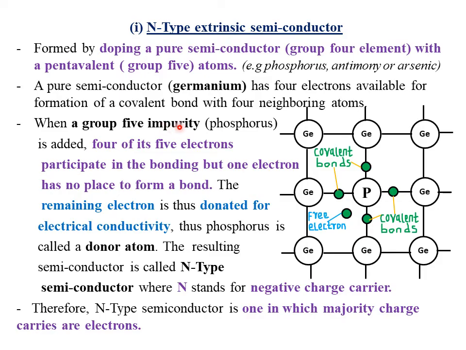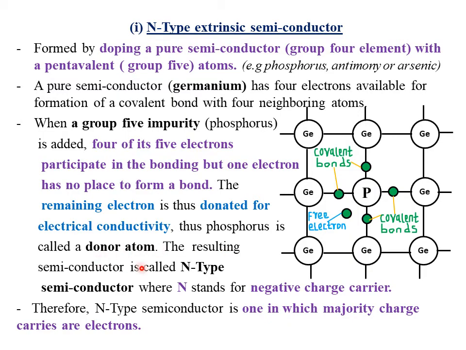So when a group 5 or a pentavalent atom is added, 4 of its 5 electrons participate in the bonding, but 1 electron has no place to form a bond. This free electron is the one that is responsible for electrical conductivity. So the remaining electron is thus donated for electrical conductivity. Thus, phosphorus, or what we call pentavalent or group 5 atoms, are said to be donor atoms, because they donate one free electron, which is responsible for electrical conductivity. Hence, they are called donor atoms.